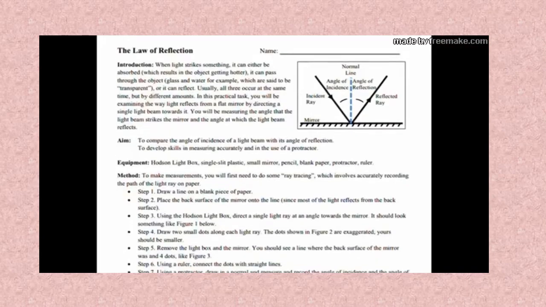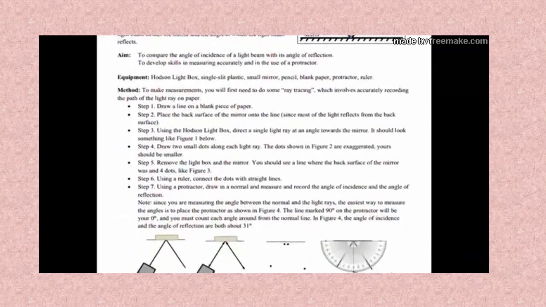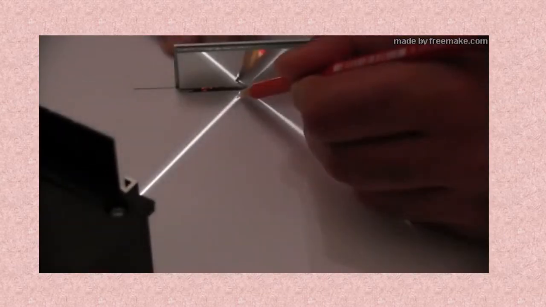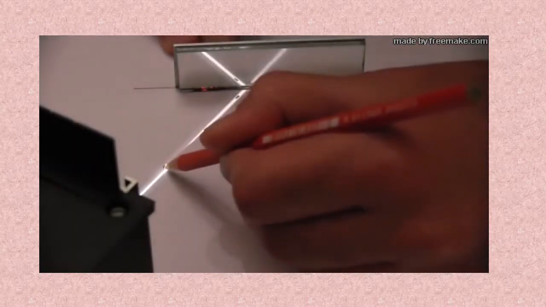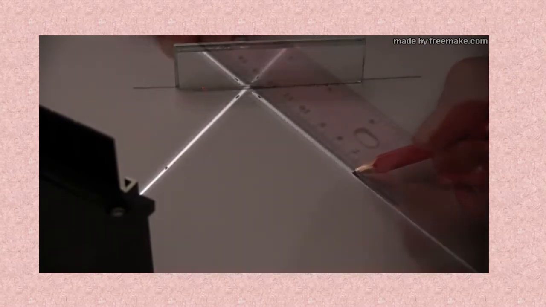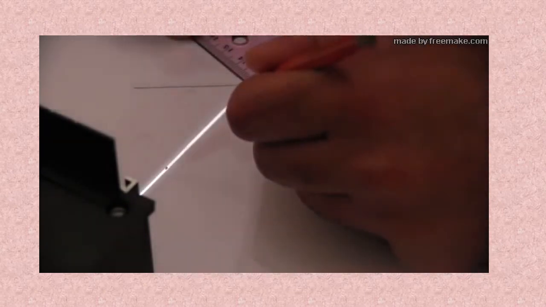The instructions are all on the law of reflection prac sheet, but I'll show you what to do right now. Firstly, draw a line on a piece of paper and then place the back surface of the mirror on the line, since most of the light reflects from the back surface. You can see when we get a close-up that the mirror's back surface is on the line, while the glass is in front of the line. Direct the light ray at an angle towards the mirror and mark the path of the incident and reflected rays by placing two small dots on each of them. Using a ruler, connect the dots with straight lines.